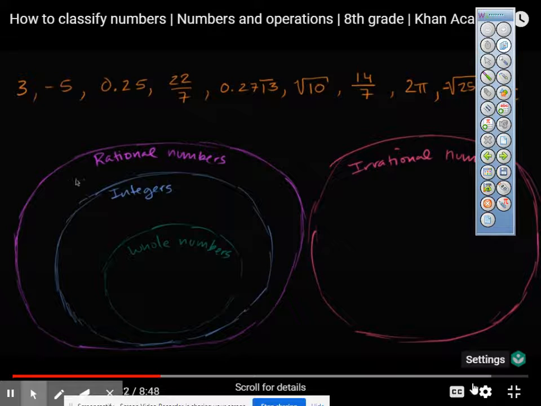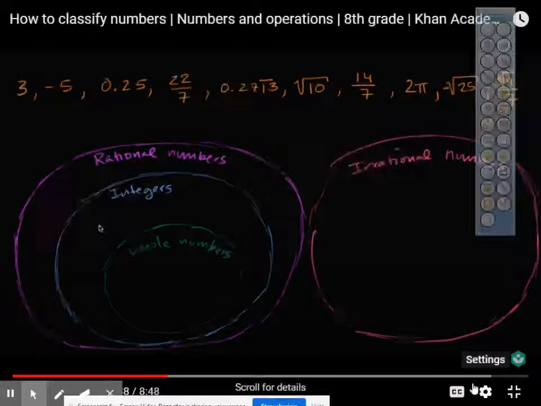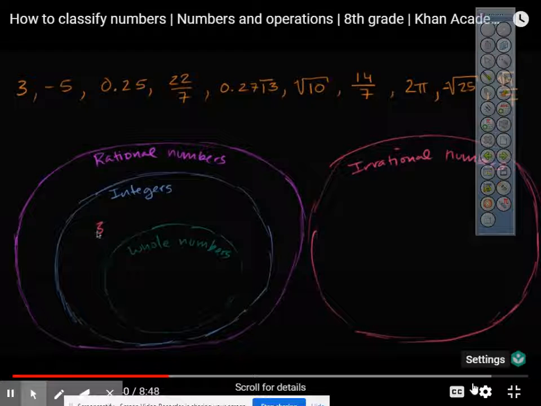It can definitely be represented as a fraction. You can represent it as 3 over 1, but it doesn't have to be represented as a fraction. It literally could be just a 3. But it's also non-negative. So 3 is a whole number, so it's a number of that set. But if you're a whole number, you're also an integer, and you're also a rational number. So 3 is a whole number, an integer, and a rational number.